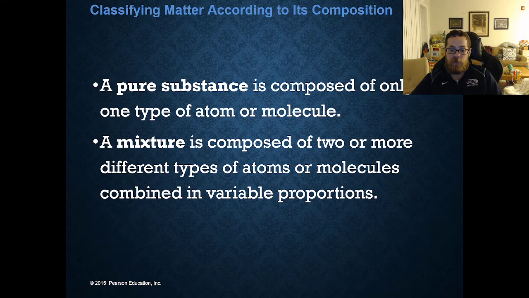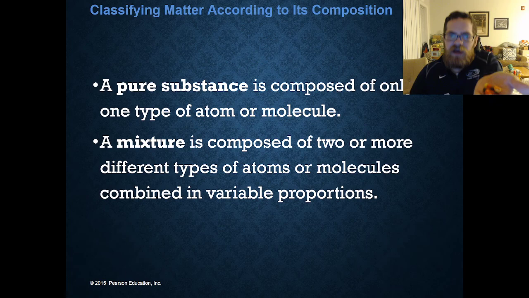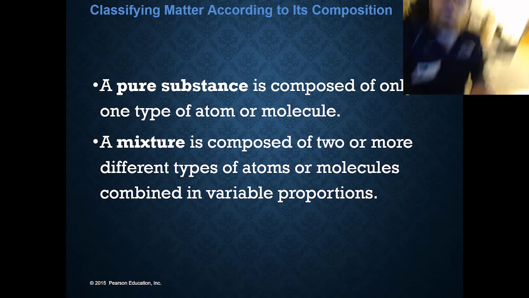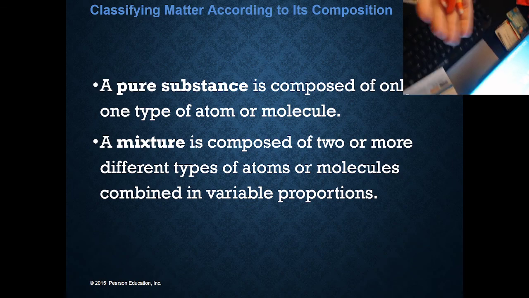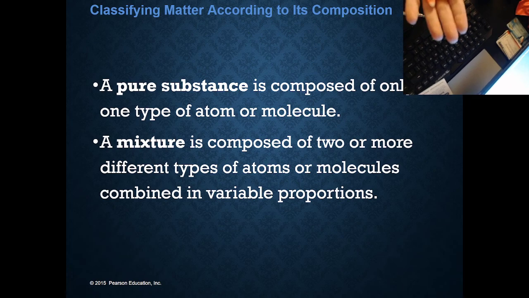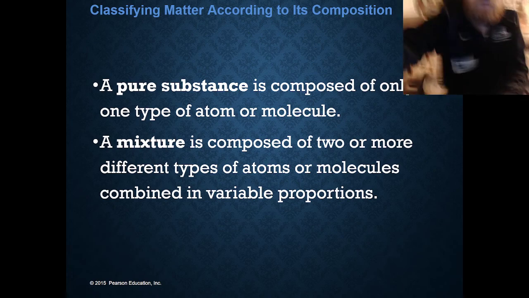A mixture is two or more things combined. The proportions can be variable. Those don't really matter. This can be a literal thing, in terms of something you can physically see. For example, in my hand, I have candy corn. I can see the different components, the yellow, orange, and white.